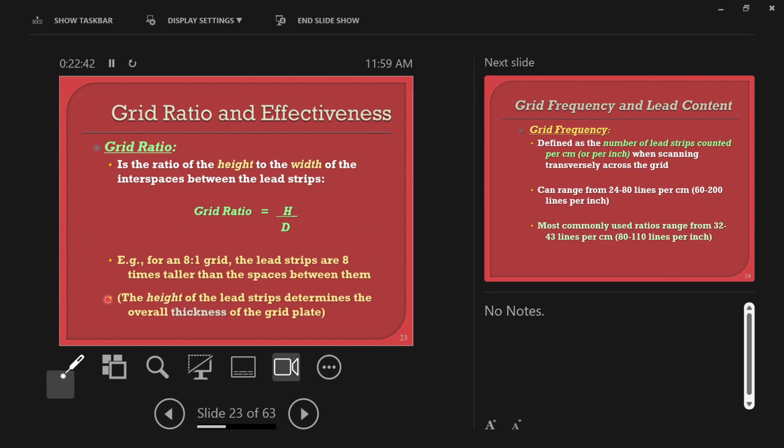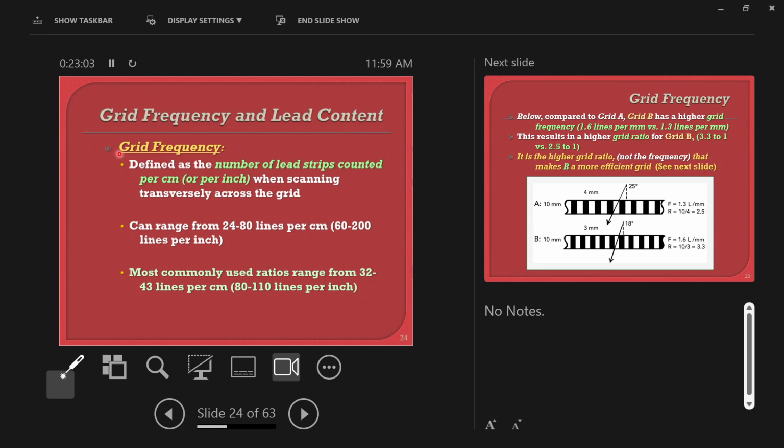So you can think about looking down on the grid from the point of view of the X-ray tube, and you see just a bunch of lines running the length of the grid, right? And what you can count is how many lines there are per some given amount of space, millimeter or centimeter or whatever, okay? So that's frequency. The number of lead strips per centimeter, when scanning transversely across the grid. That just means imagine looking at the grid from up top like that and counting how many strips there are per centimeter.